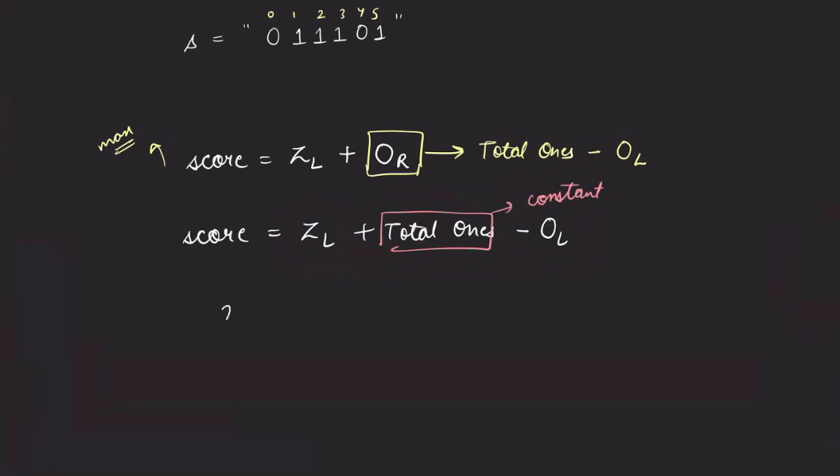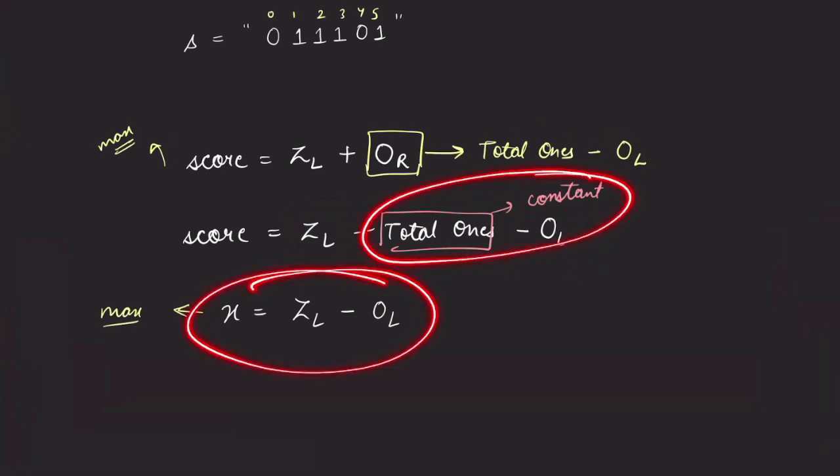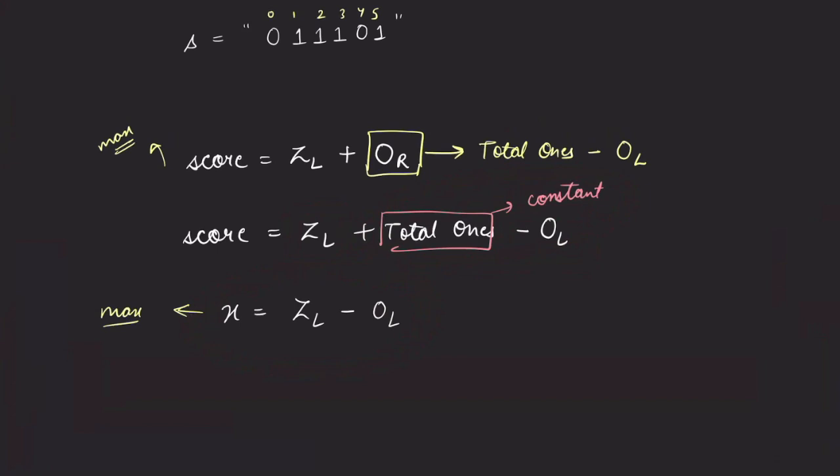So let me denote it with x, the number of zeros in the left substring minus the number of ones in the left substring. If we find the maximum value for x, then at the end, to this value we can add the total number of ones in our entire string, and that is going to be our score, right? Our score will be the maximum value of x plus the total number of ones that we have in the entire string. So with this, we will be able to identify our answer, right?